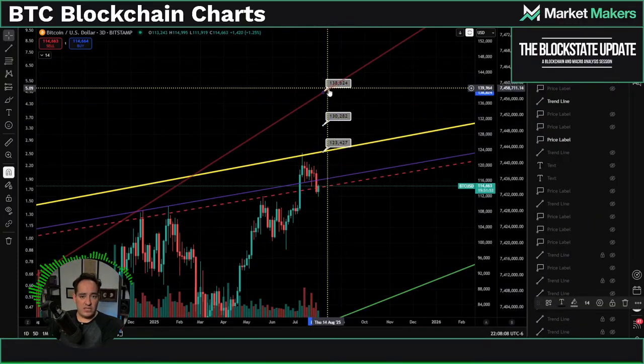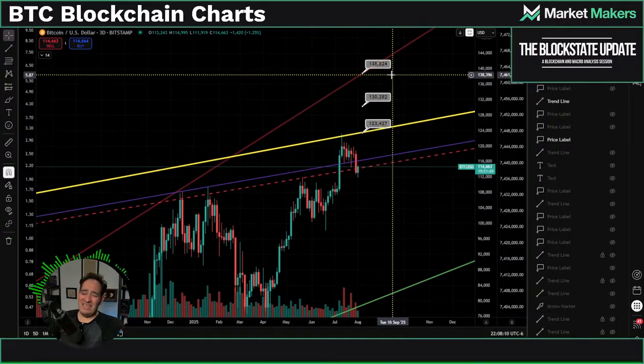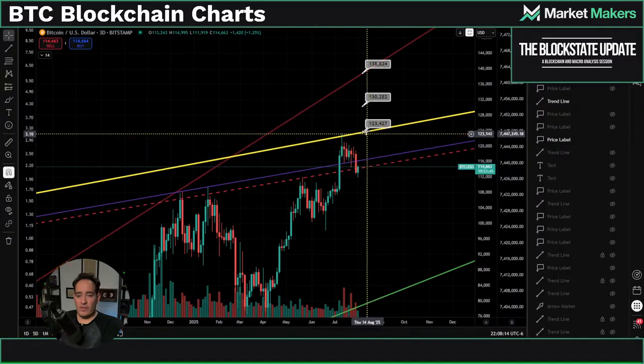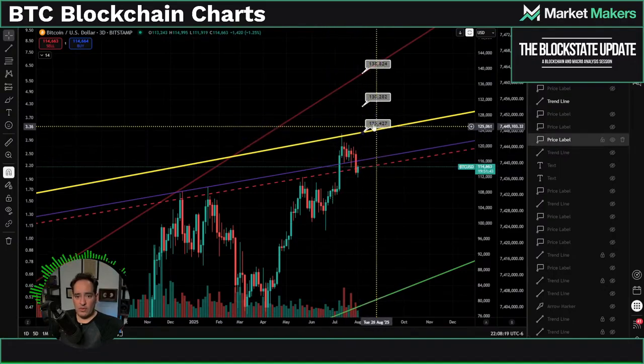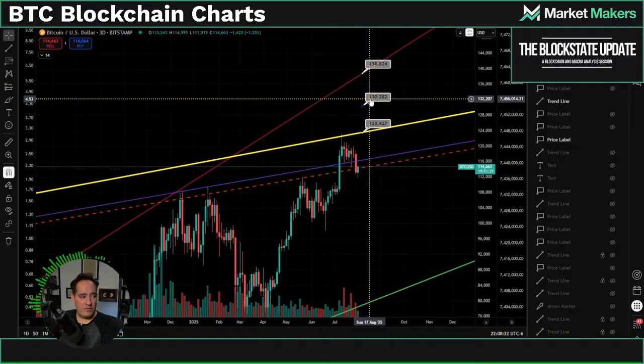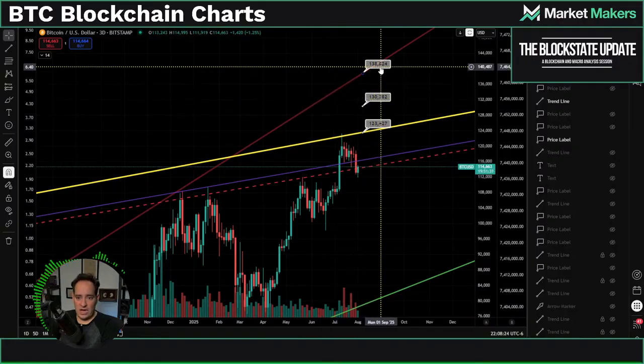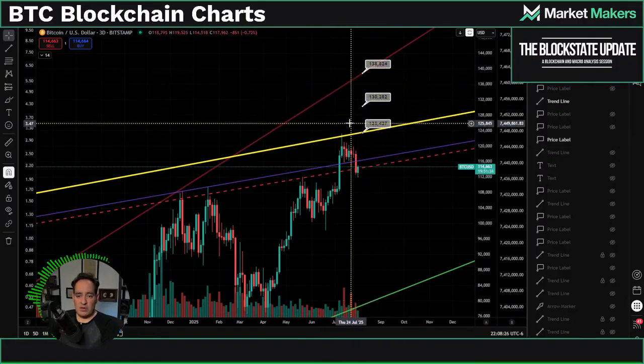Is it possible for us to get all the way to 138? I mean, it is, but I would say it's like a 10-15% chance for us to get all the way there. First of all, we need to break above 123. If we break above 123, then we're likely going to go to 130. If we break above 130, then we're going to go to 138. So, I mean, we're going to need to take the market a chunk at a time.